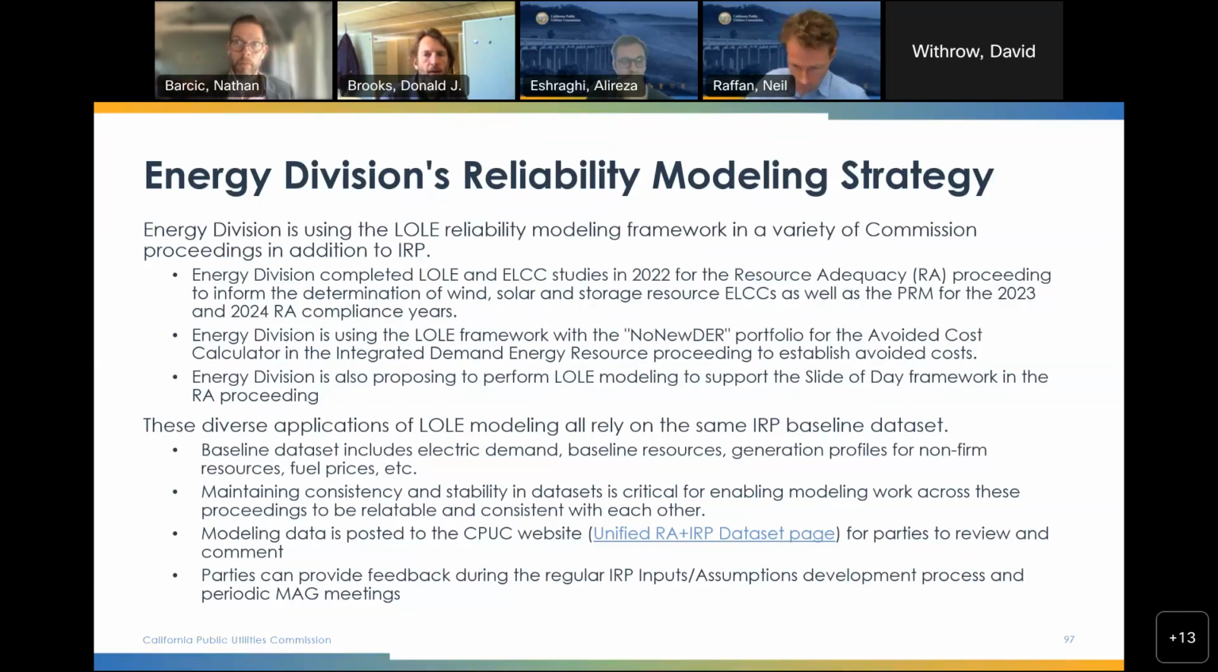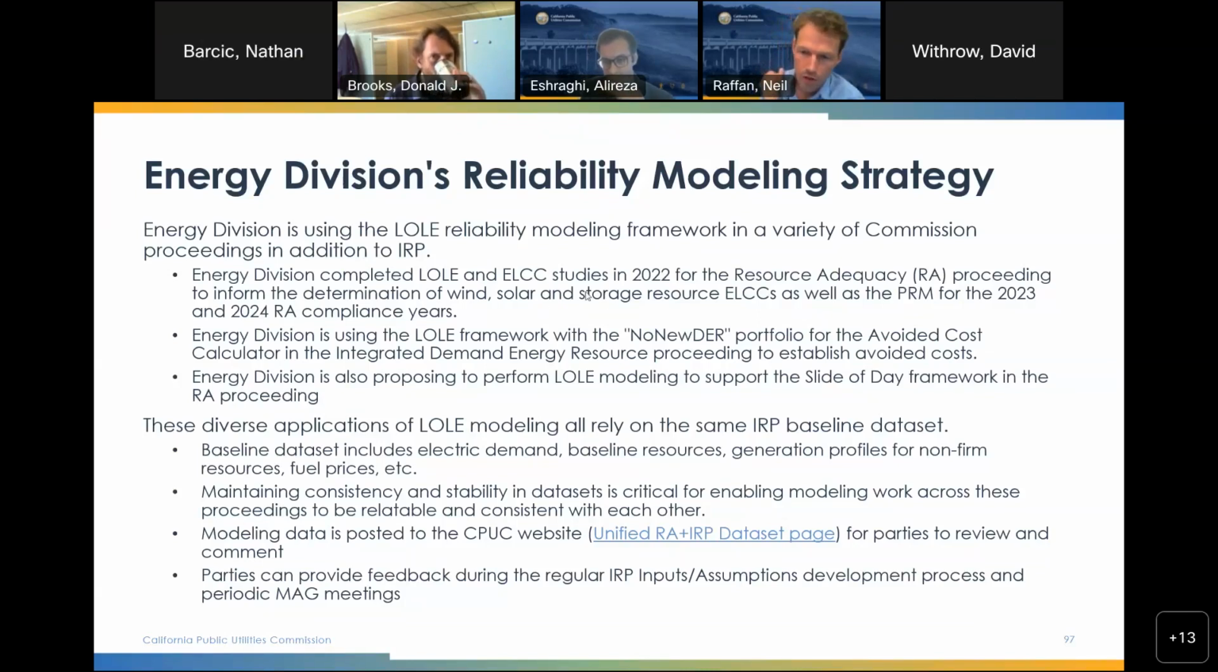I just wanted to highlight that for those who are following from the RA proceeding, the RA work that we're proposing to do later this year, that third bullet there, will also use the consistent data set that we have here. So if you want to participate in that, provide informal comments on those data inputs, this is the place to do it. So please consult the link that I have there, and we welcome your informal comments. Thanks, all.